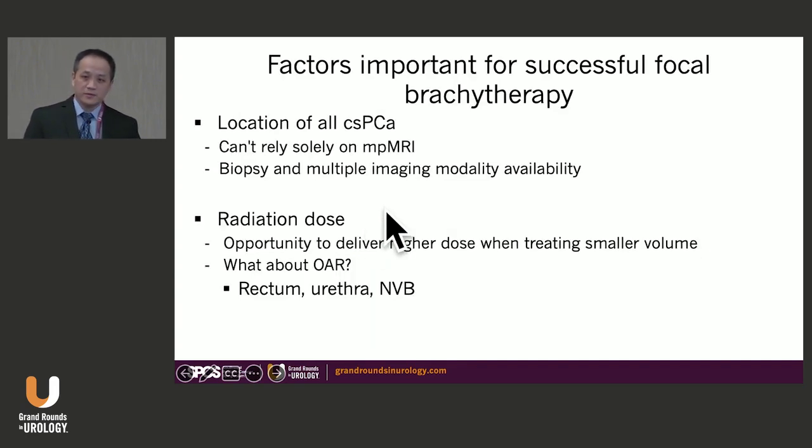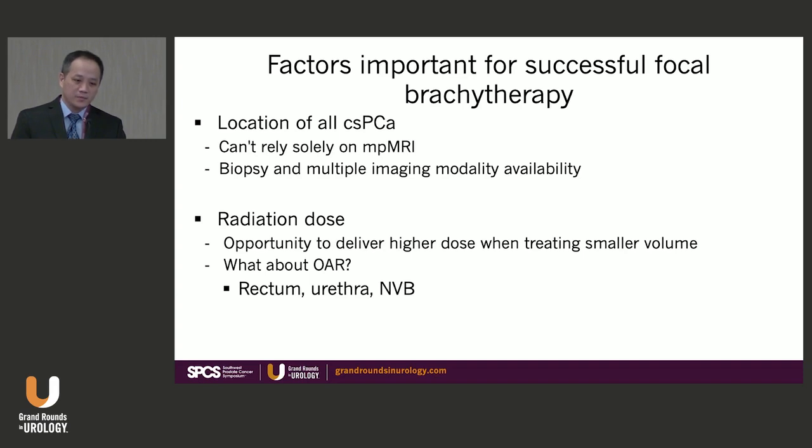So if we try to do a successful focal brachytherapy, what do we need? First, of course, we have many presentations already talking about how to locate the prostate cancer target. We cannot just rely on the MRI. We do need a biopsy and multiple imaging modalities to create this environment to treat with focal therapy. The next one is how about radiation dose? We have this brachy source, so we have the opportunity to deliver higher dose when we're treating a smaller volume. And how high should we go? We'll take a look at it.